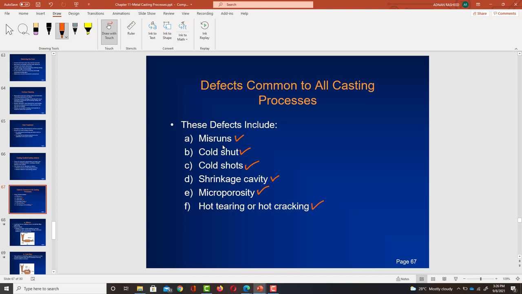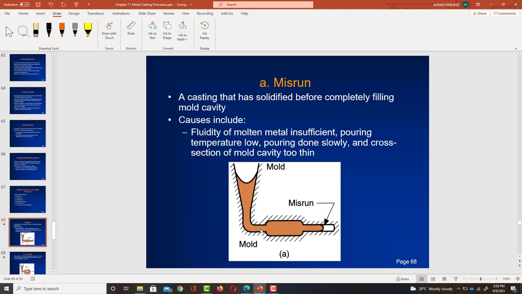Now misrun क्या है? Misrun ये है कि let's say this is the mold cavity and you are going to pour the molten metal, but उसको आपने इतना हीट नहीं किया या पोरिंग टेम्परेचर इतना कम है कि फिल होने से पहले ही वो सॉलिडिफाई हो जाए। It solidifies before filling, leaving a gap. Now this gap is a defect because it is a part of the workpiece that is not filled. So this type of defect is known as misrun, a casting that has solidified before completely filling the mold cavity.